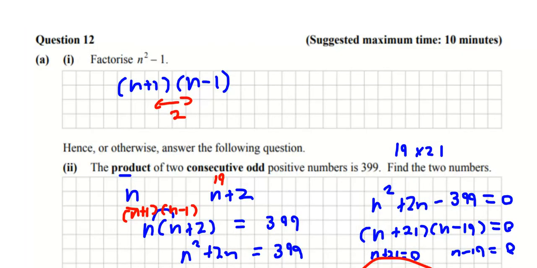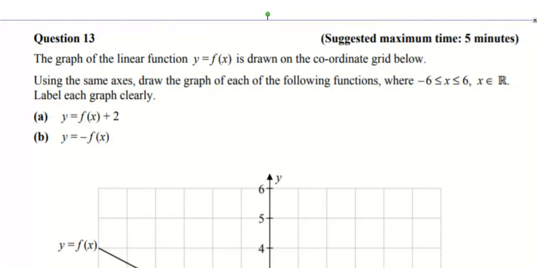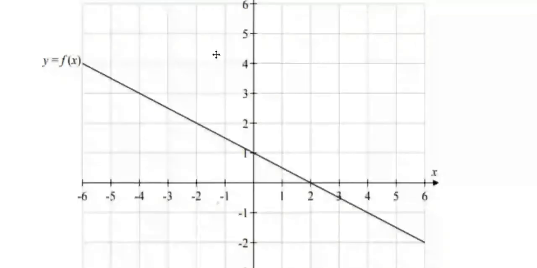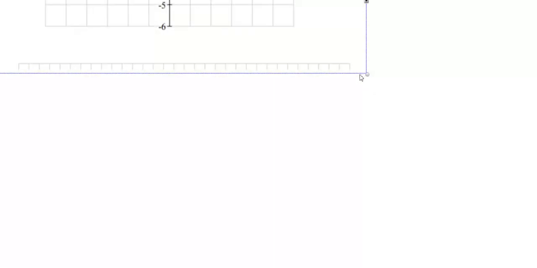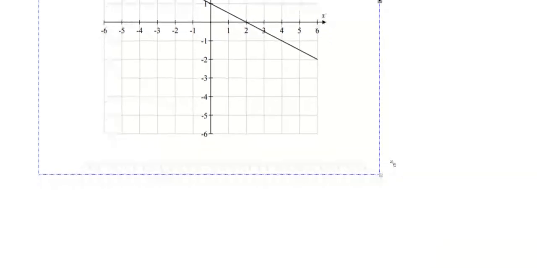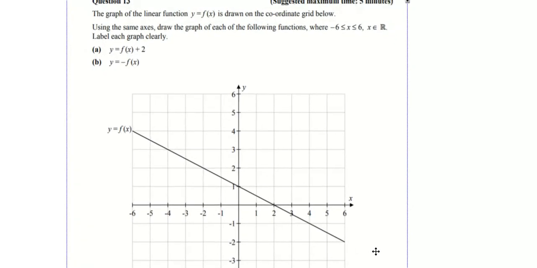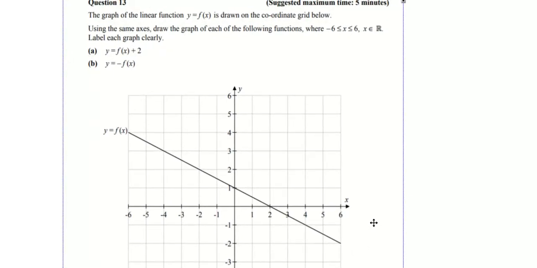Okay, that's question 12. Question 13. Using the same axis, draw the graph of the function from minus 6 to 6. Alright, so the deal is that f of x.